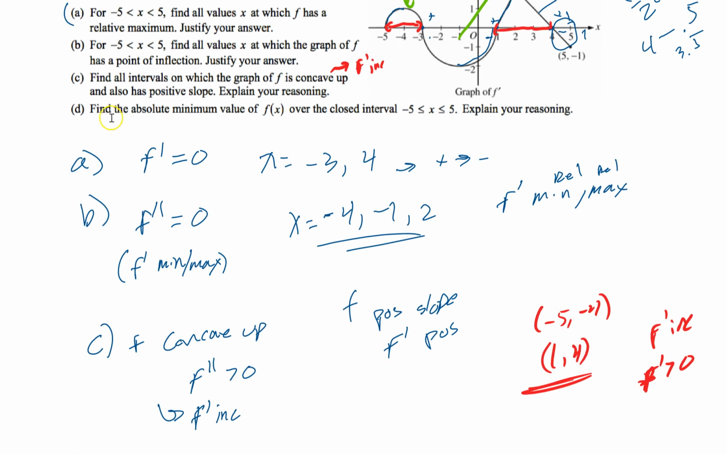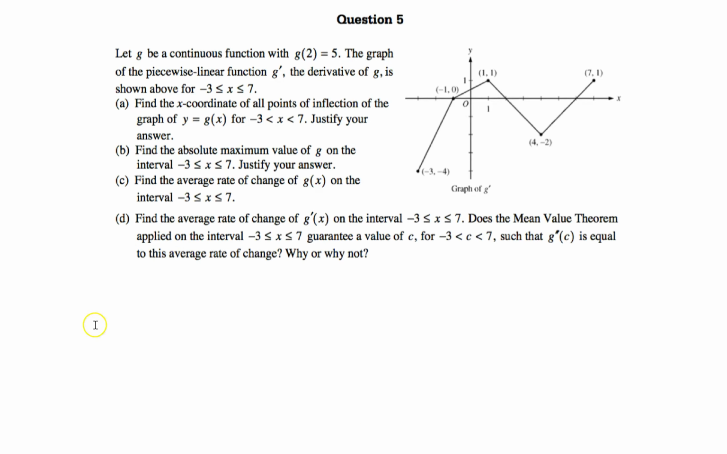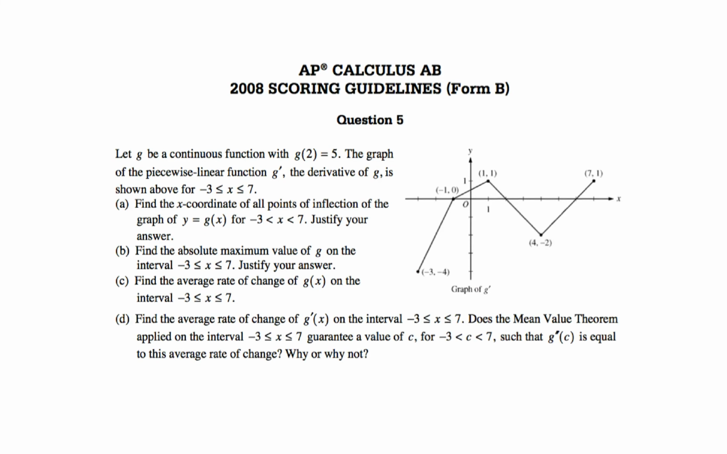And what do they want? Find the absolute minimal value, explain your reasoning. So again, reasoning is just your work. And the minimal value we got was 3. So the answer is just 3. Not x equals 3, just 3. Right? They wanted the min value, not where it happens. Okay, so there's that one. I think we'll do one more, and then we are done with reading graphs of f prime.